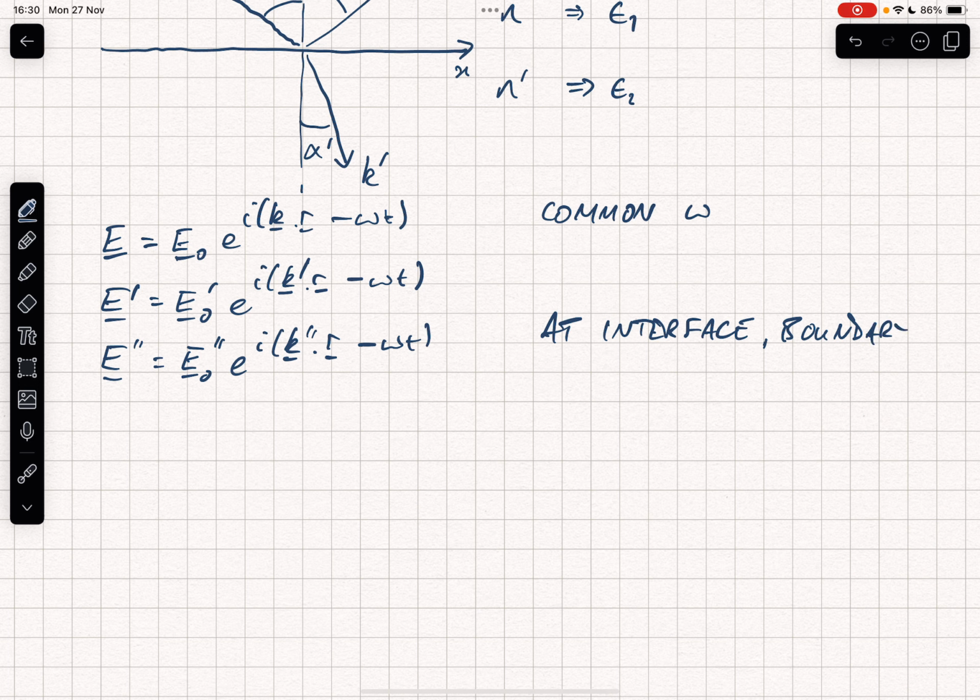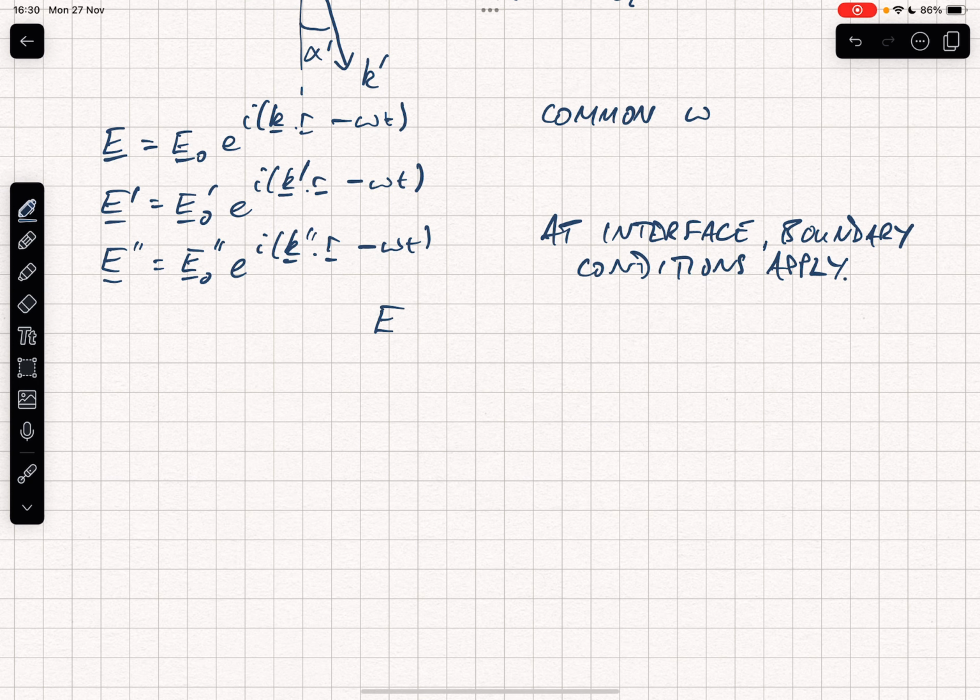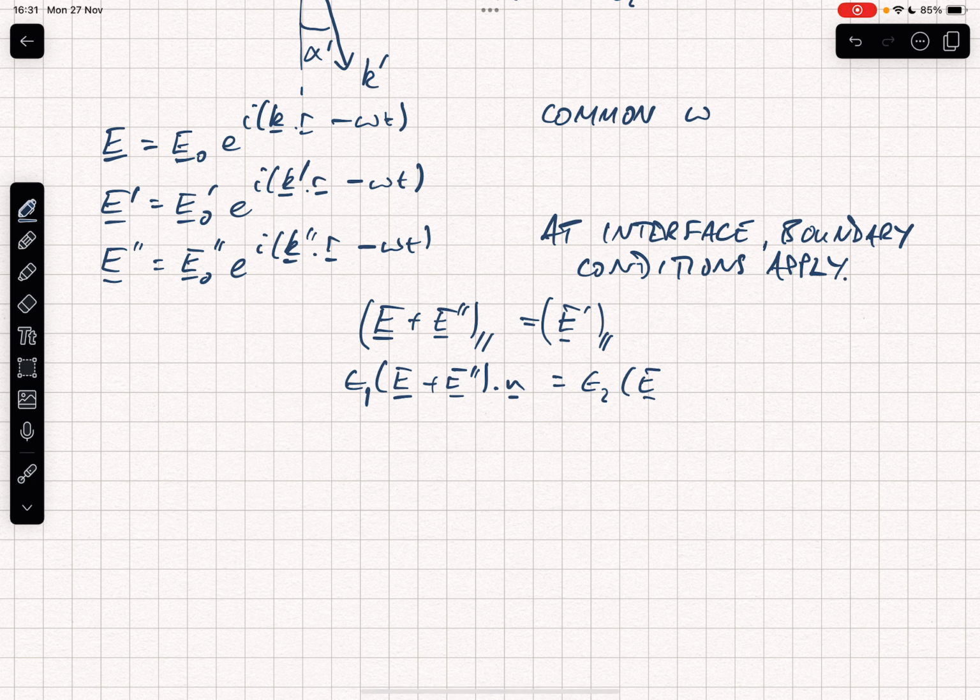Boundary conditions apply. And what we can say is as follows. First of all, we can say that E plus E double prime, the components parallel to the interface, must equal E prime parallel to the interface. And we can also say, though we're not going to use this, that epsilon 1 of (E plus E double prime) dot n must equal epsilon 2 E prime dot n. These are the boundary conditions on the electric field that you can derive from Maxwell's equations.